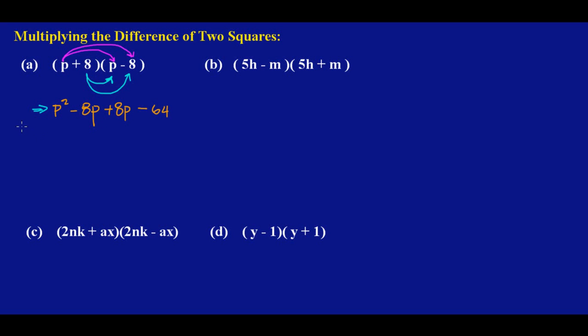Okay, now I can go ahead and simplify my like terms. I have like terms here, so I have a negative 8p plus 8p, so both will cancel out each other. Okay, 8p minus 8p leaves us with 0. So what I have here essentially for my answer is p square minus 64, and that's my answer. Beautiful. So that's how we multiply a difference of two squares. Alright, let's move on to the next.